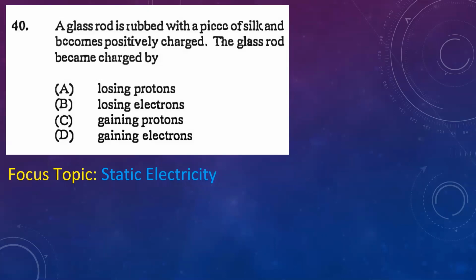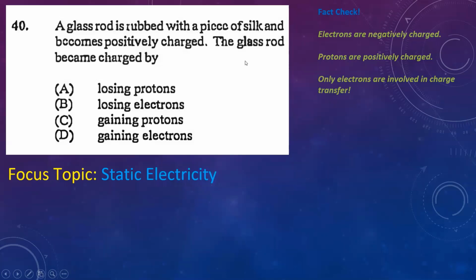All right, so we're kicking off at question 40. A glass rod is rubbed with a piece of silk and it becomes positively charged. Now the question asks how it is that the glass rod becomes charged. Now we know that electrons are actually the particles that are involved in charge transfer. Because electrons are negatively charged, if an object loses electrons, then it's going to become overall positively charged. All right, so our answer there is B, losing electrons.